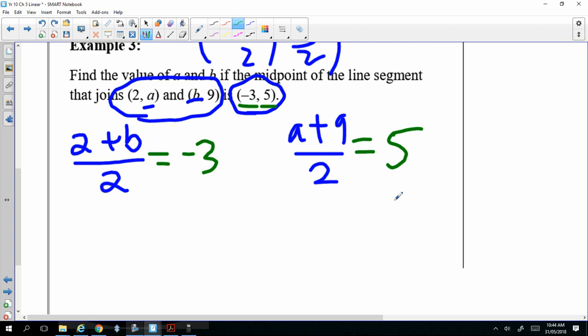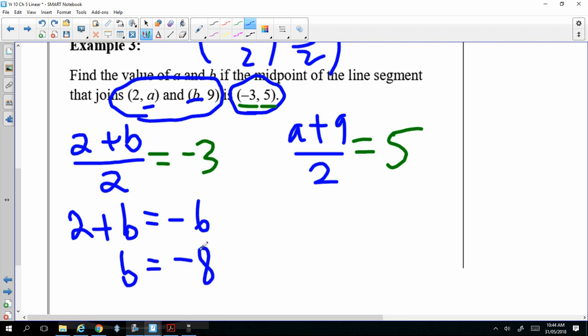Alright, what do we do next? So you get 2 plus B equal to negative 6, B equals negative 8. Like that. And same thing for this one, A plus 9 equal to 10, A equals 1. And that solves the question.